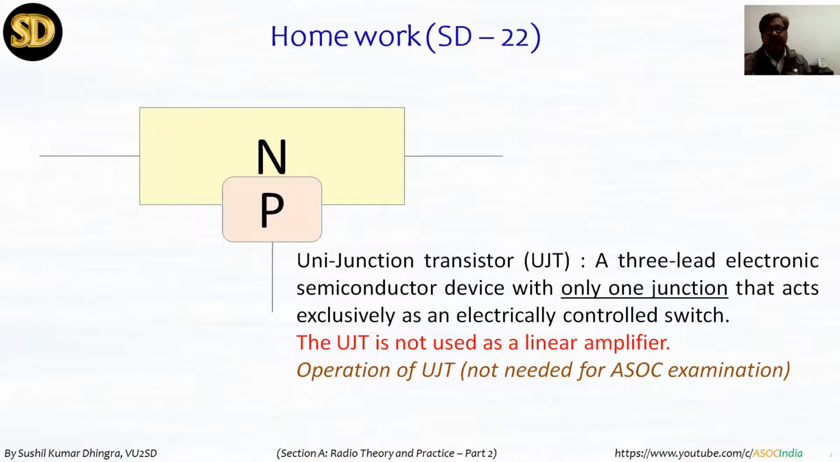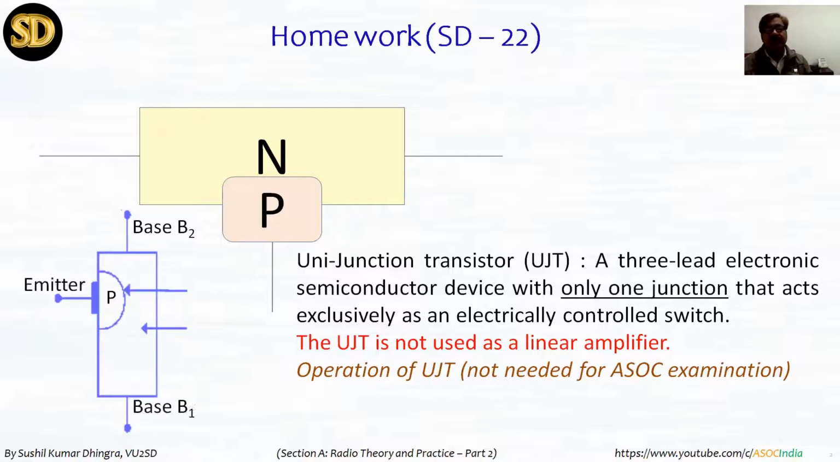A 3-lead electronic semiconductor device with one junction that acts exclusively as an electrically controlled switch. The UJT is not used as a linear amplifier as I have explained in BJT, but the operation is slightly different. The ASOC exam is not going to ask the detail, but some questions you need to know about it, and that is my subject today.